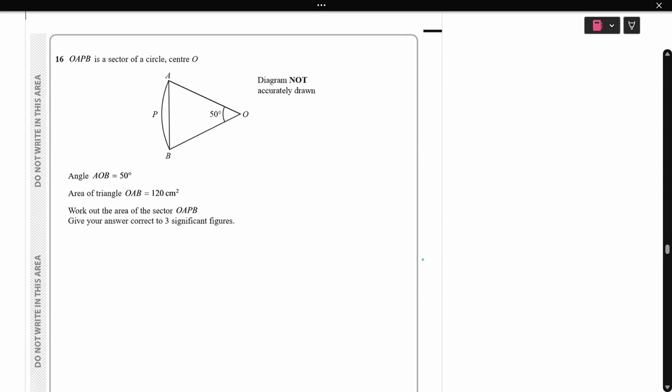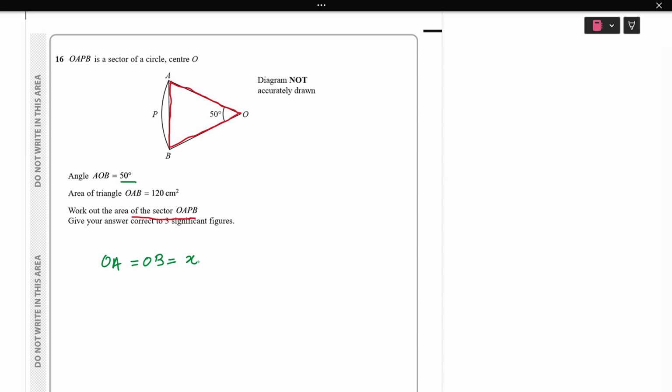Okay, so the next question. OABP is the sector of the circle. So OAB is given. The area of the triangle OAB is given. Work out the area of this sector, the entire sector we need to find out. Here we know this is on the circle. OA and OB are the radius, so we'll take it as X.